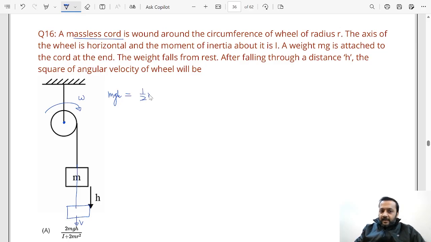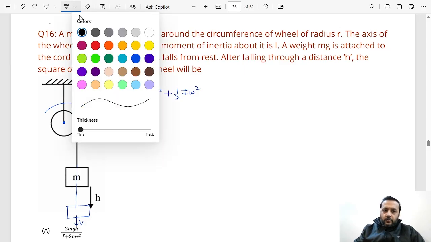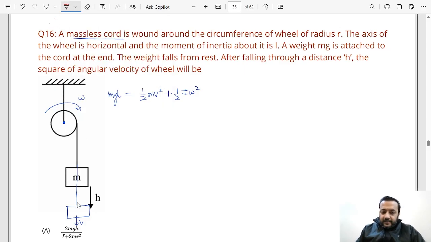So we will write half mv square plus, this is the kinetic energy of the block, plus half I omega square. Now using the condition that v will be equal to r omega, the velocity of the block will be equal to r omega. Constraint relation: the speed at which this block is going down is the speed of this point also. The rate at which this point is coming down is the rate at which the block is going down, and this point is moving at r omega in the downward direction. So v you can write r omega.